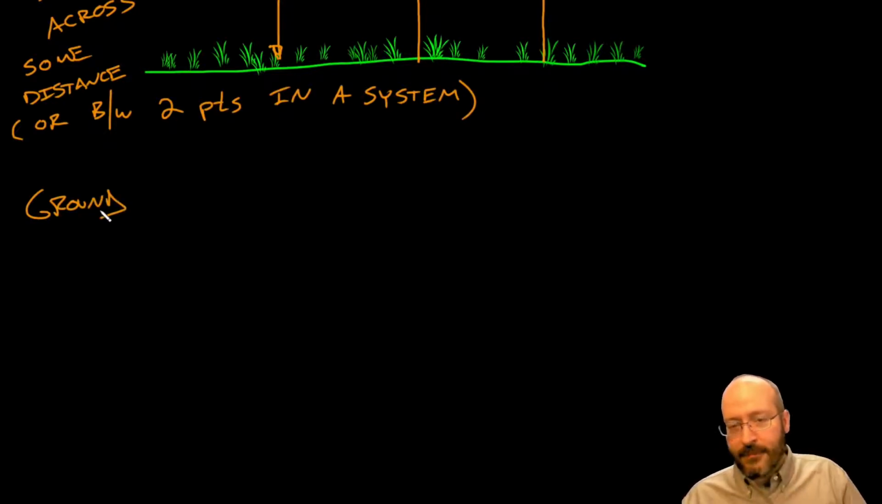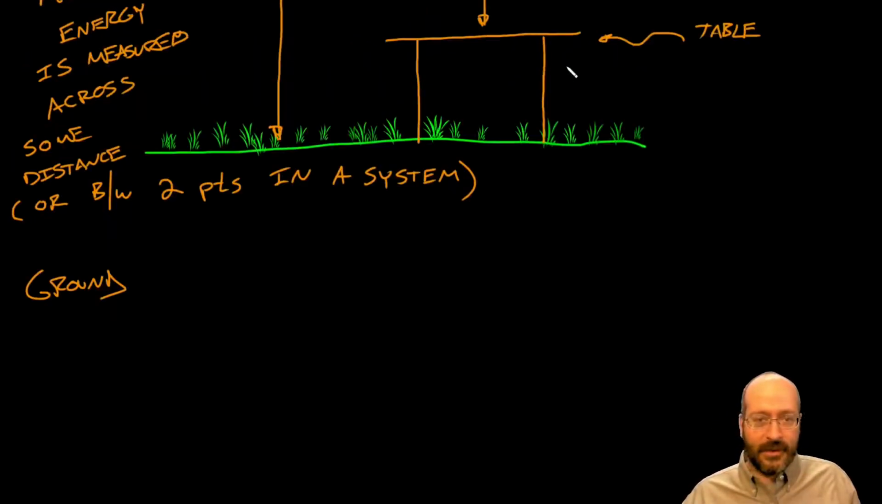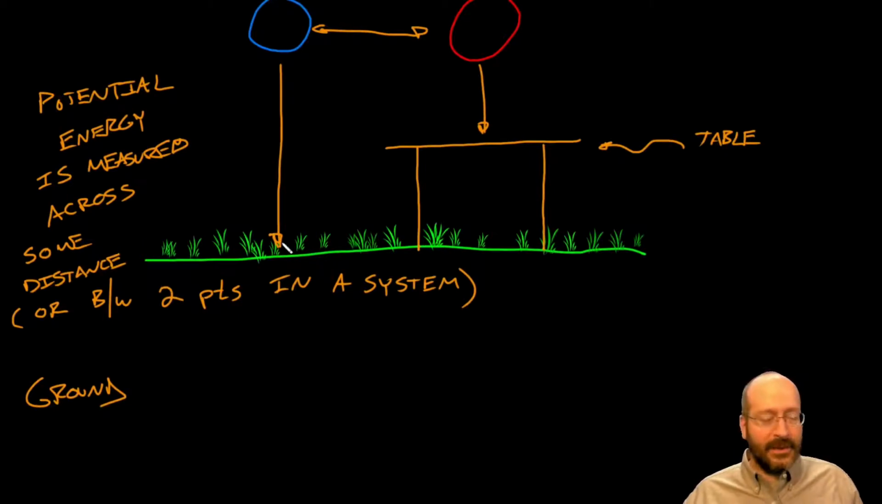Where did we get that name? Well, we don't have grass growing in a circuit, but it's the same idea that it's 0. Okay, now MEs might call it a datum line. EEs are going to call it a ground. It's really 0 potential energy.